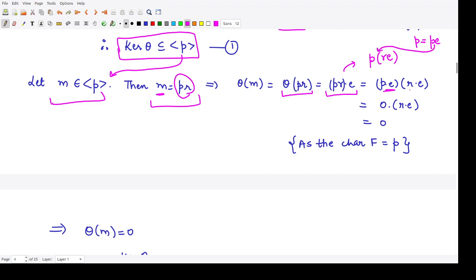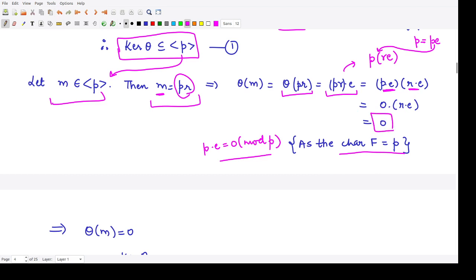So we have PE into RE, and by definition PE is equal to 0. Why? Because P is the characteristic here. The characteristic of F is P. So basically P into E would be equal to 0 mod P. That is what we are saying. And thus we are only left with RE, so 0 multiplied by RE would be nothing but 0.